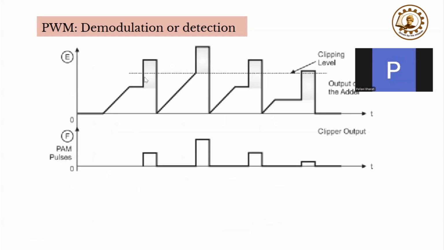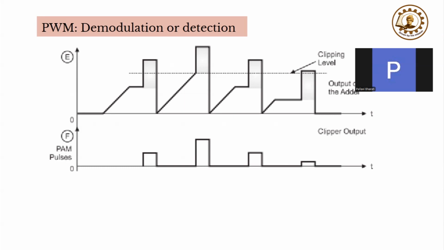Then you will add these two. There was an adder, right? So this ramp signal plus the reference signal, both you are adding. Finally, you are using a clipper and clipping it to generate the PAM pulses, so that you are getting in the output the PAM pulses. And after that, to demodulate the PAM, you will use a holding circuit and a low pass filter. You will get the original message signal.